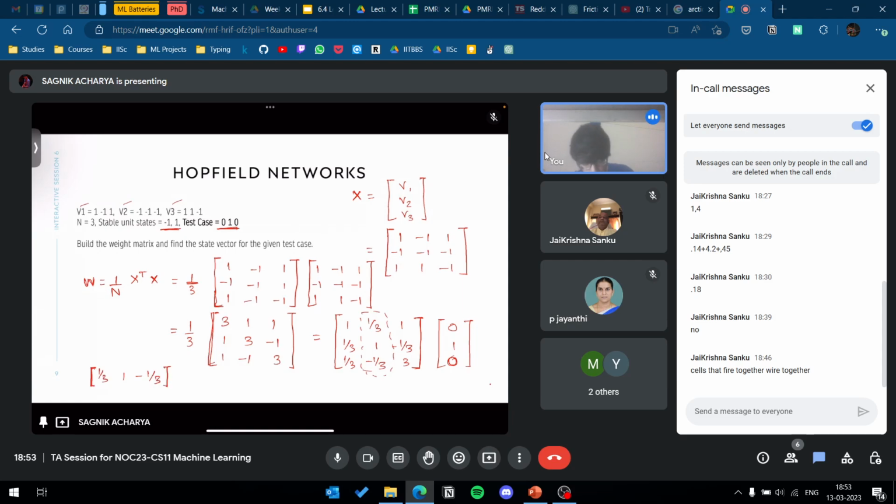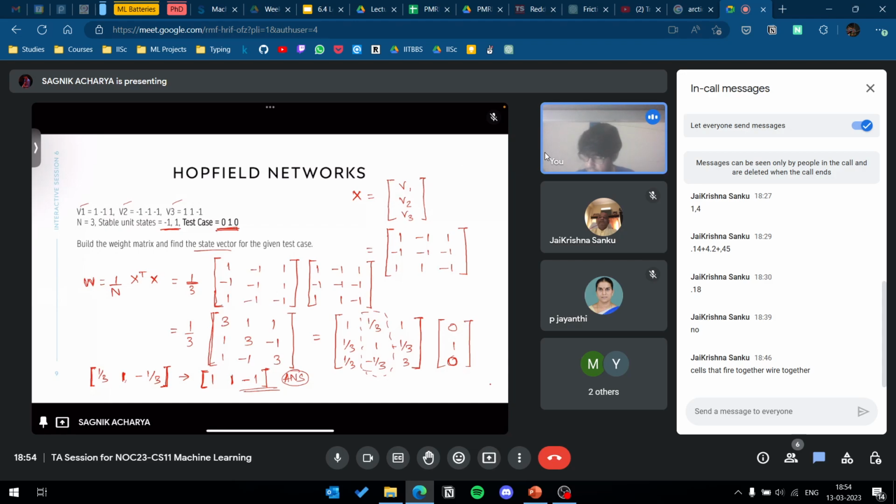Then you have to compare it with the threshold, right? The first value is 1 by 3, which is greater than 0, so my state vector will be 1 for the first input. For the second feature the value is 1, which is greater than 0, so the state is again 1. For the third one, the value is -1 by 3, which is less than 0, so the state will go to -1, right? So this is my final answer for the state vector for this given test case for the Hopfield network.